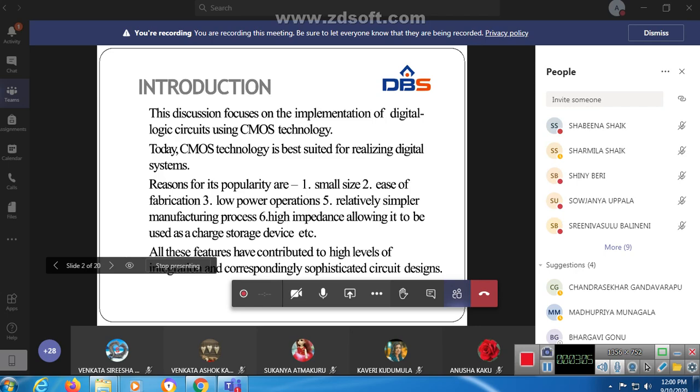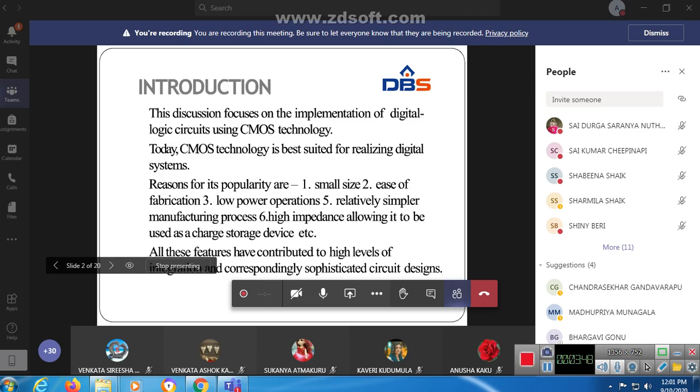This focuses on the implementation of digital logic circuits using CMOS technology. Today, CMOS technology is best suited for realizing digital systems. The popularity reasons are the small size, ease of fabrication, low power operation, a relatively simple manufacturing process, and high input impedance. It can also be used as a charge storage device and so on. Based on these reasons, we mostly use CMOS technology.